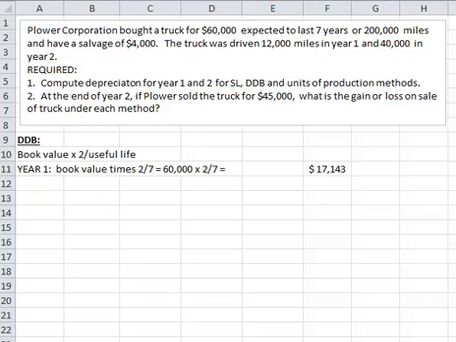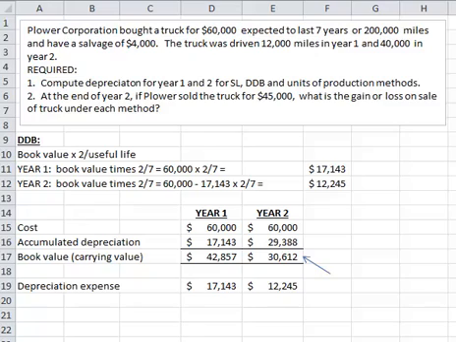Now for year 2, we would take the book value at the beginning of year 2, which would be the $60,000 minus the 17, and we use that. So here we have year 2, the $60,000 minus year 1's depreciation times 2 over 7. And if there was a year 3, it would be $60,000 minus the 17 minus the 12 times 2/7. So what does the balance sheet look like for this asset?